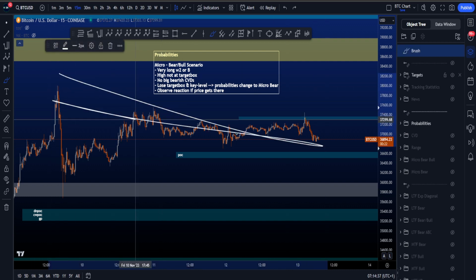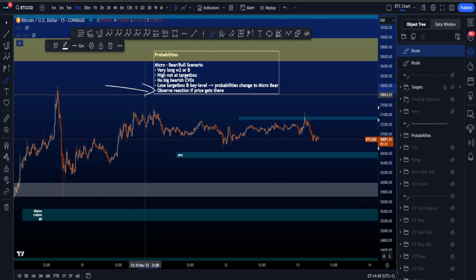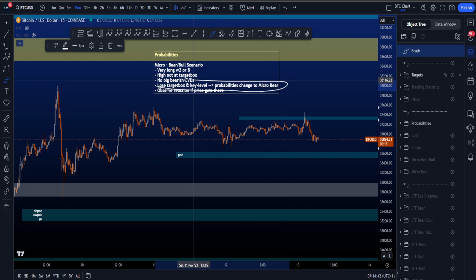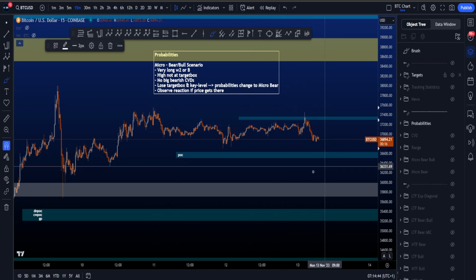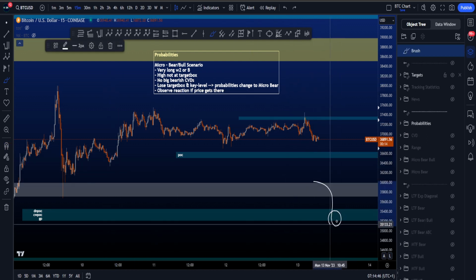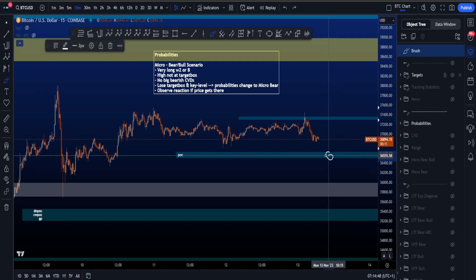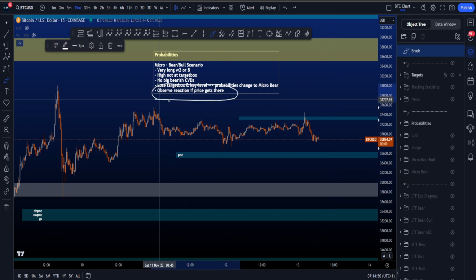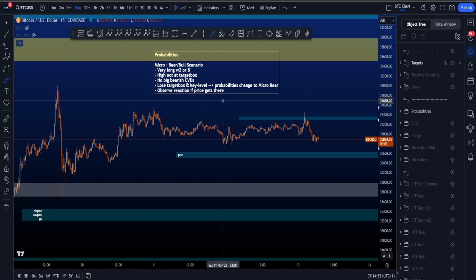No big bearish CVD divergences as explained. Now what's important, if you lose the target box over here, this one, and also this low, I'd be looking for a move to the downside. So observing the reaction is very important over here, which is always important. We don't FOMO, YOLO, catch nice. We observe the reaction and make well argumented decisions.